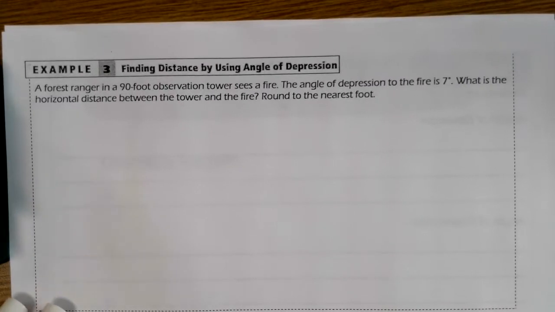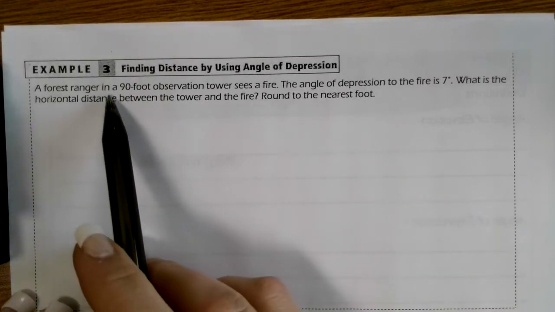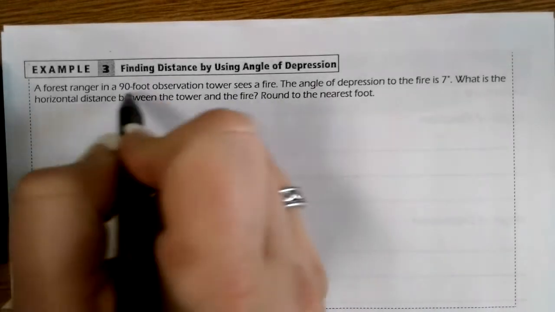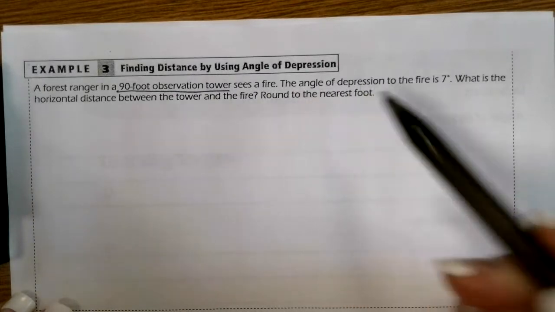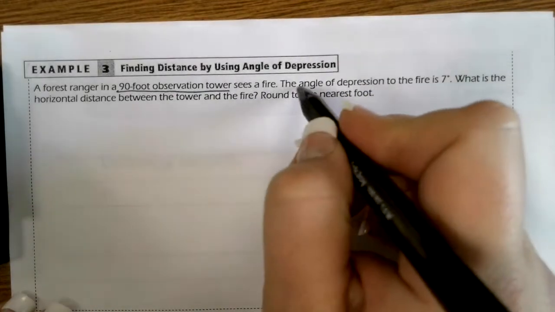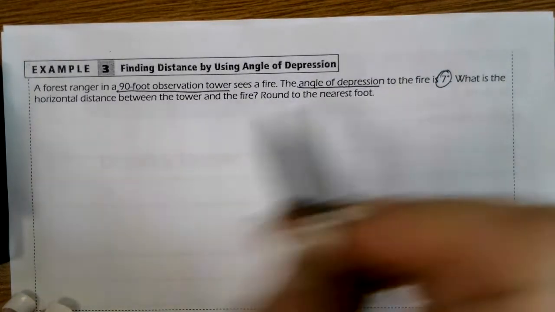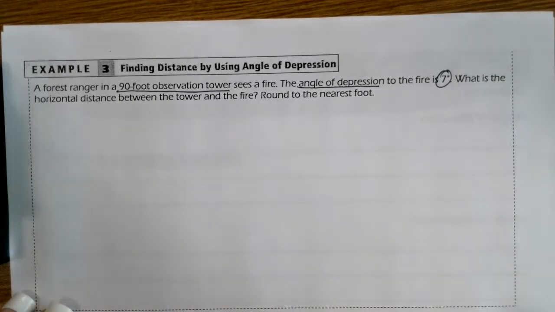Okay, let's look at another example. All right, get some practice in looking at those word problems. A forest ranger in a 90-foot observation tower sees a fire. Okay, so here I am in a 90-foot observation tower. The angle of depression to the fire is 7 degrees. So my angle of depression, 7 degrees. What is the horizontal distance between the tower and the fire, round to the nearest foot?